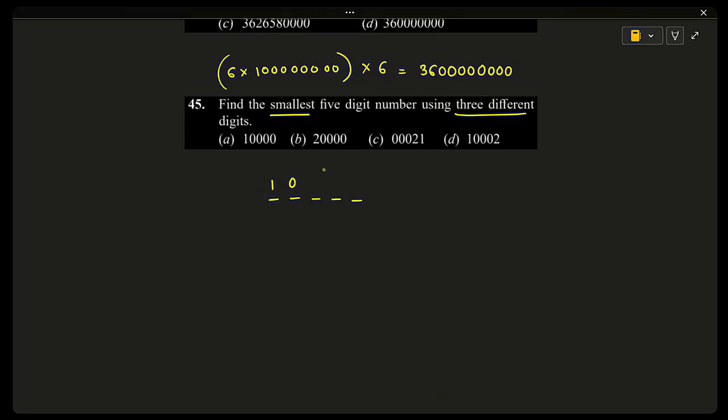So immediately we can use all zeros. But if I write like this, I'm having only 2 digits, 1 and 0. So this is not the correct answer because they said 3 different digits should be there. So already 1 and 0 used. Next greater one is 2. So this is the smallest 5-digit number having 3 different digits. That is 10,002. Option D.